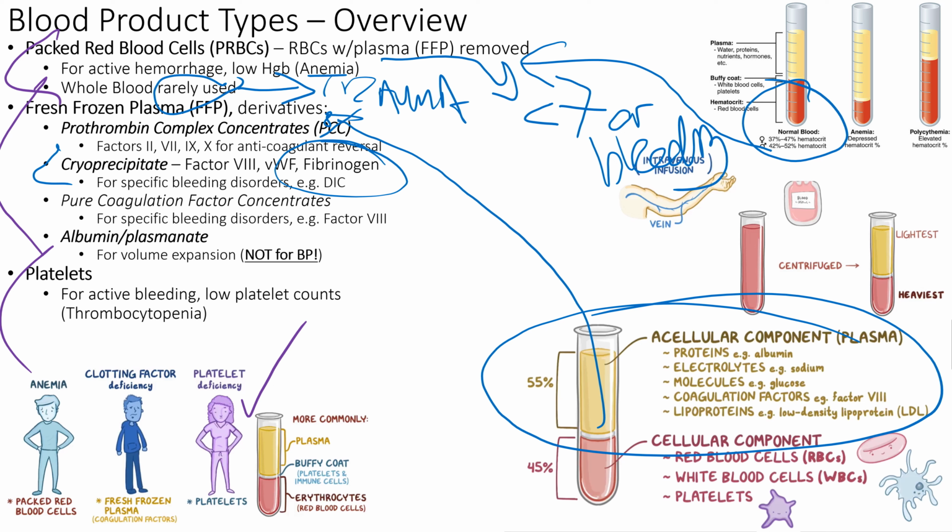So cytopenia is just penia of cytos. So penia meaning low, right? So you have low cells of the platelet variety, right? Thrombocytopenia. We'll give platelets. If they have a clotting factor deficiency like hemophilia, we'll give them the specific clotting factor.